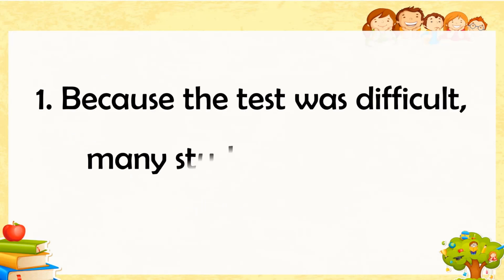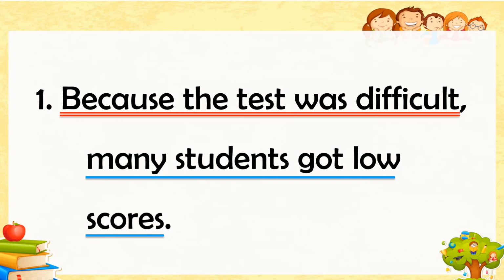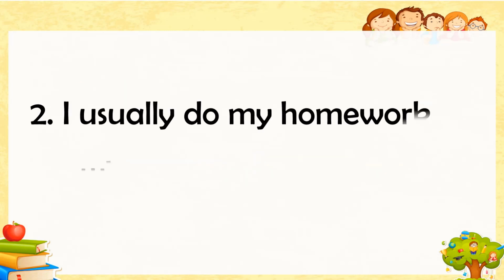First, "Because the test was difficult, many students got low scores." So, the independent clause is "many students got low scores." And the dependent clause is "because the test was difficult." The subordinate word that starts the dependent clause is "because."